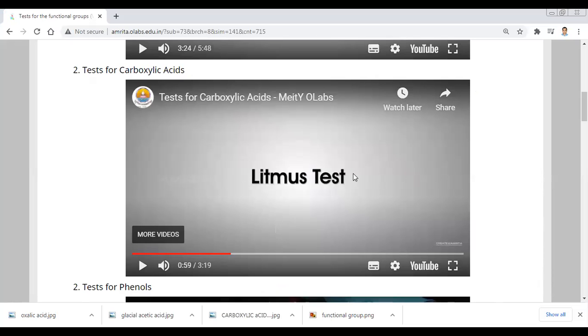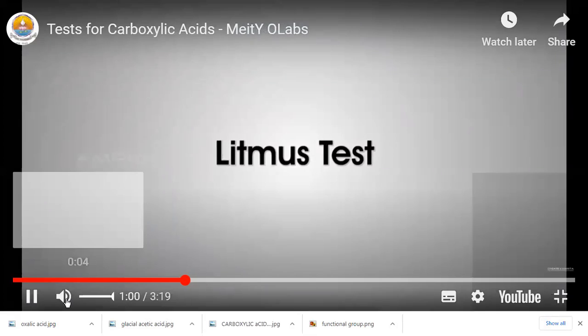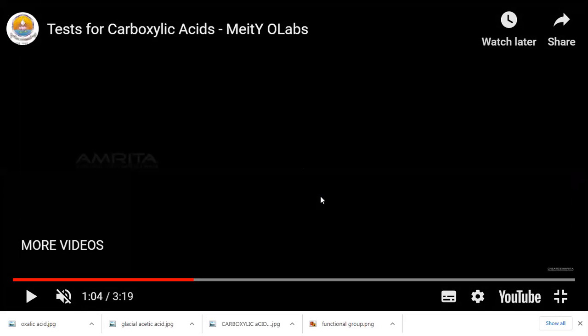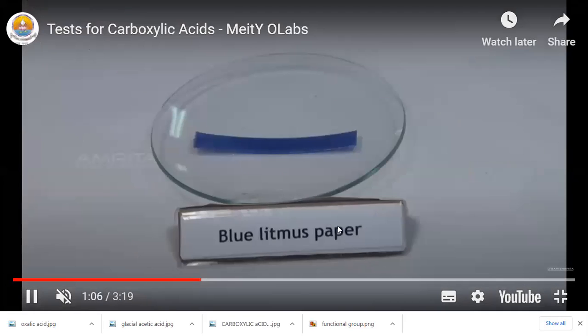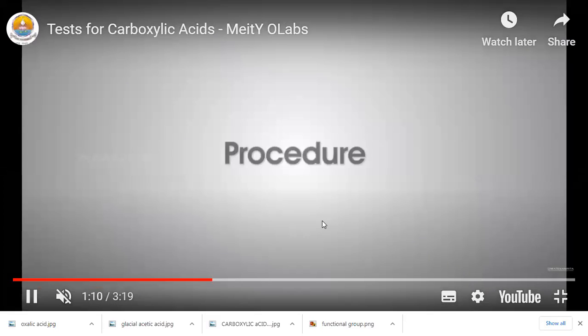Before moving to our activity, let us perform one litmus test also with the same compound. So let us first understand the litmus test, and then we should understand the various materials required for the litmus test: we need an organic compound, we need a blue litmus paper, we need droppers.